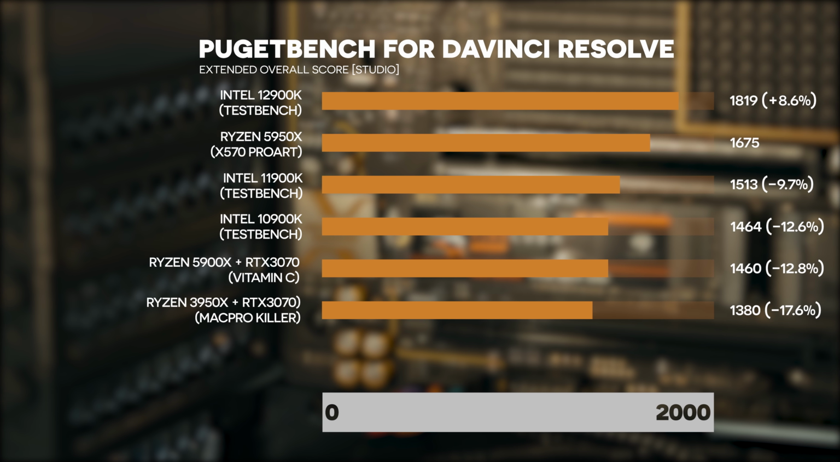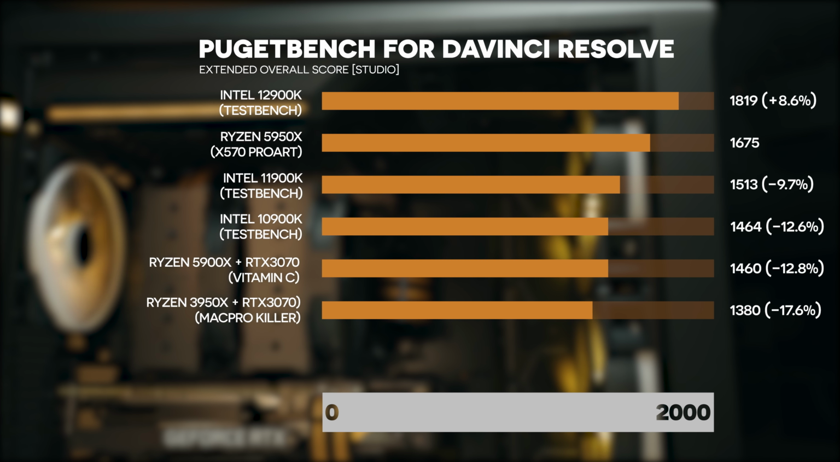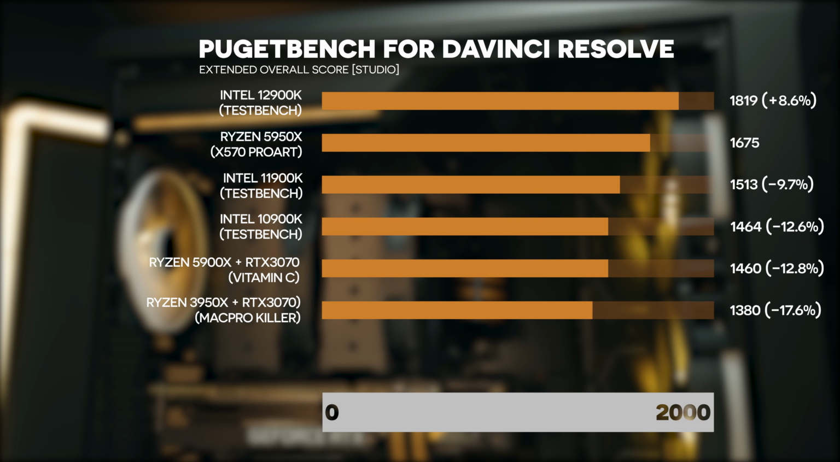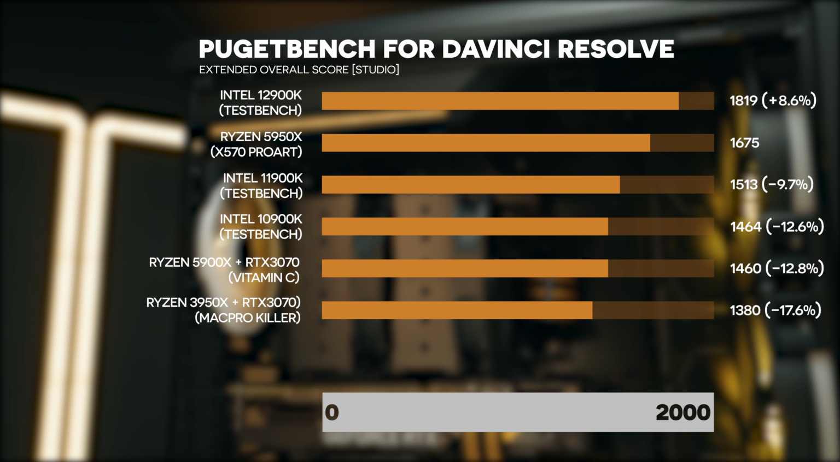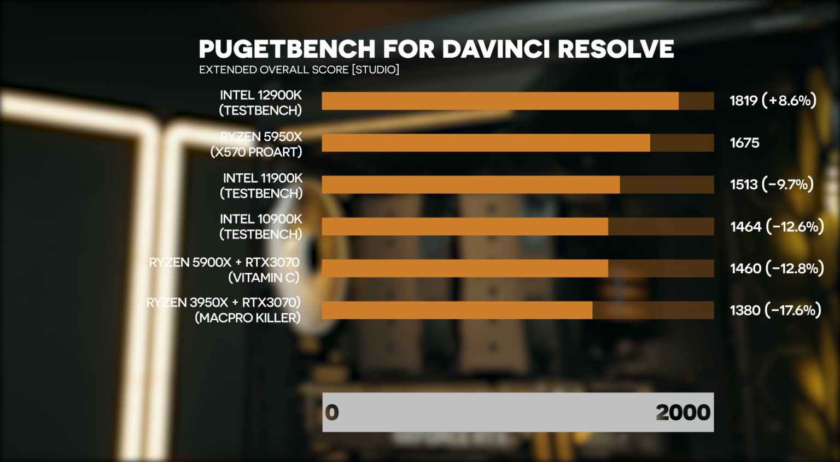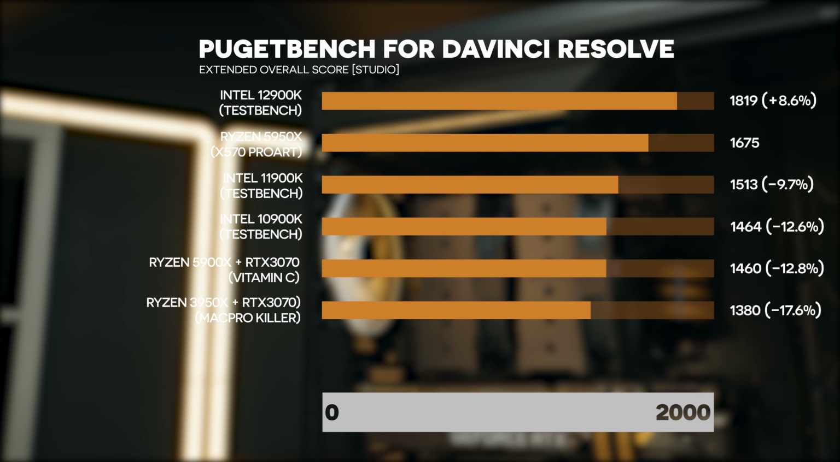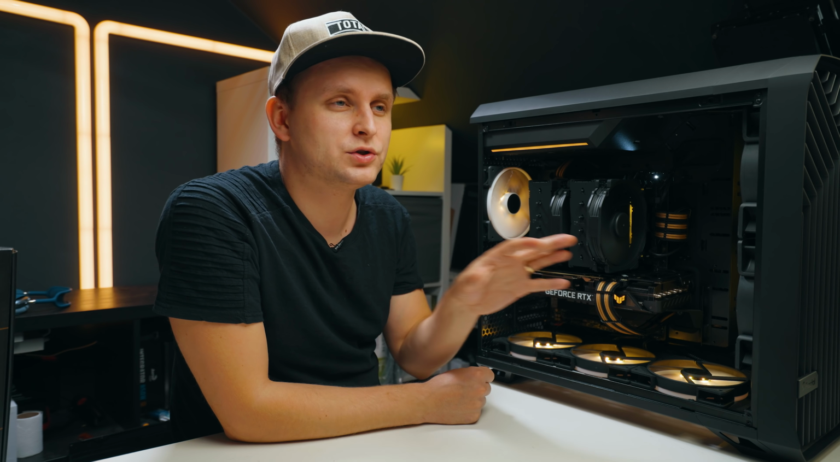Comparing it to the 5900X or the Vitamin C build that we did on the channel, we are 12.8% slower. And my personal rig, which is the previous generation of this processor, 3950X with RTX 3070, we are 17.6% slower. As you can see, this system is pretty much as good as it can get and ranking on top of the charts.